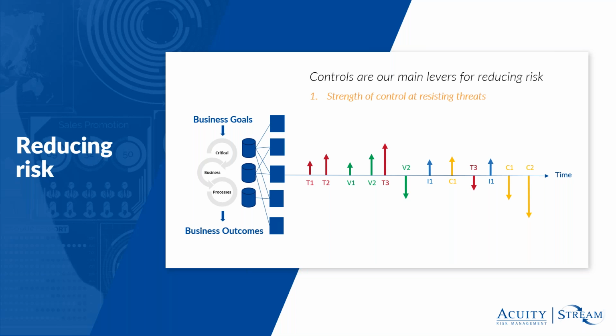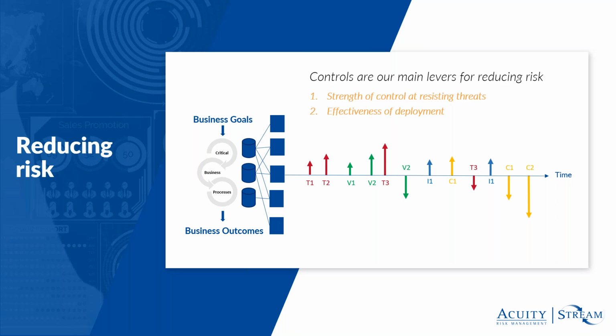And there are two other factors that are important in relation to controls, and that's the strength of the control at resisting threats and the effectiveness of the implementation or the deployment of the control. So for example, high-grade encryption is a high-strength control protecting against loss or theft or interception of data, but only if it's effectively deployed end-to-end. If there are gaps in the chain, then we're still at higher risk.